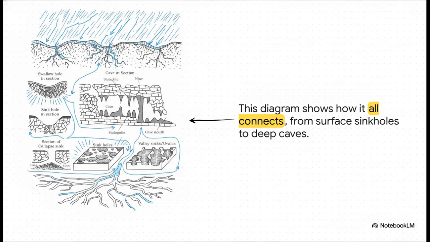So this process creates a landscape that has, like, two faces. On the surface, water seeps down through cracks and dissolves the rock, forming sinkholes. But below the ground, that very same water is carving out these vast networks of caves. Everything is connected, from the openings on the surface right down to the hidden chambers deep underground.